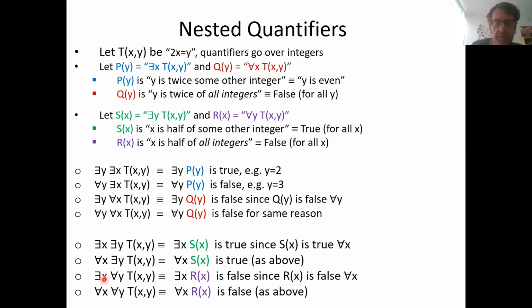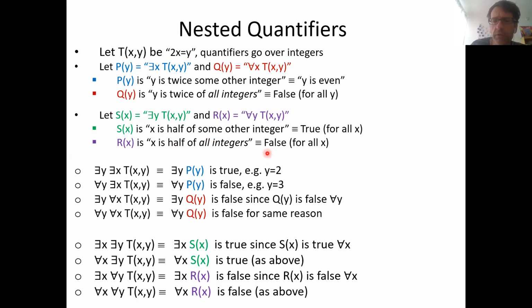Now look at this one. What is nested in here is the statement for all y, t of xy. Let's look at that statement and call it r of x. It's a predicate on x. The predicate says, for all y, double of x is equal to y. In other words, x is a half of every integer. If you double x, you get an integer, and that's true for all y.